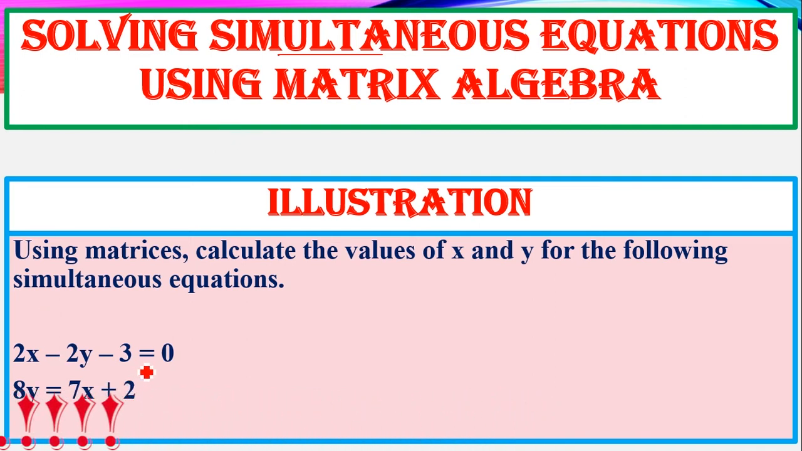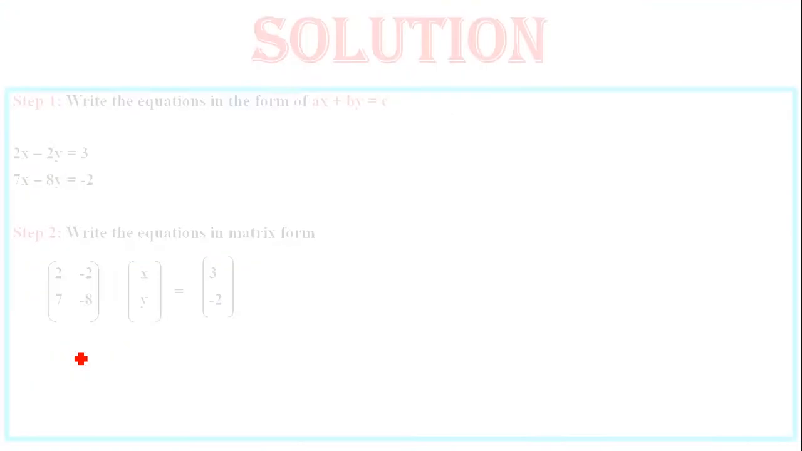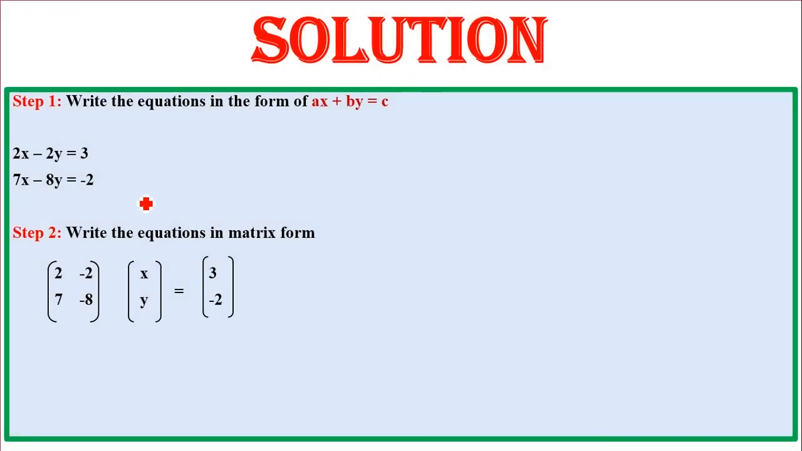Simultaneous equations are two equations that you are supposed to solve to find the variables that are given there, or the coefficients. So we have an illustration here: using matrices, calculate the values of x and y for the following simultaneous equations. So we have two variables here, variable x and variable y, that we are supposed to calculate using matrices. So how do we go about this? Let's look at a solution.